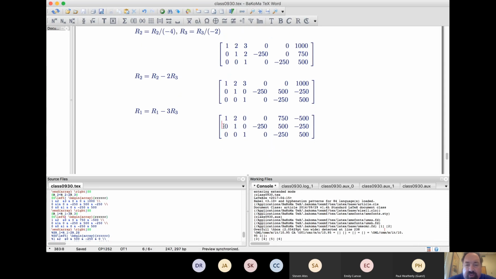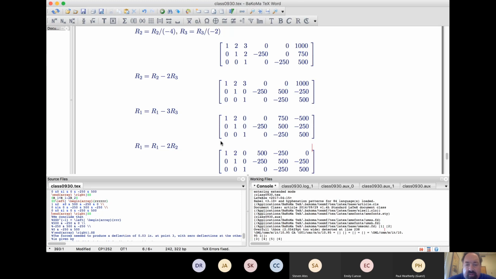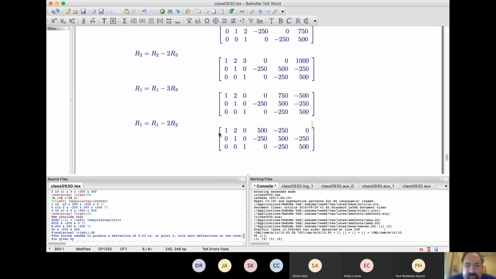So we're almost done. We just have to take twice the second row and subtract it from the first row to get rid of this 2 here. Wait, what happened here? Oh, that should be 0. Okay, so now I have, not only is it reduced echelon form, it's also the identity matrix. And what that means is this matrix over here, that is the inverse.